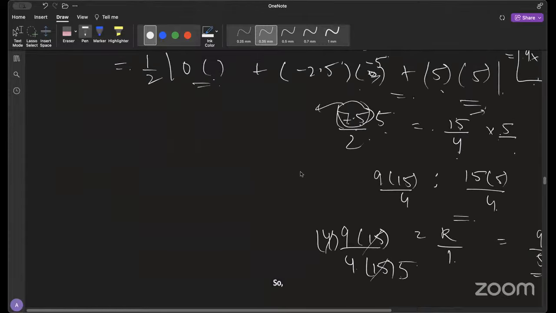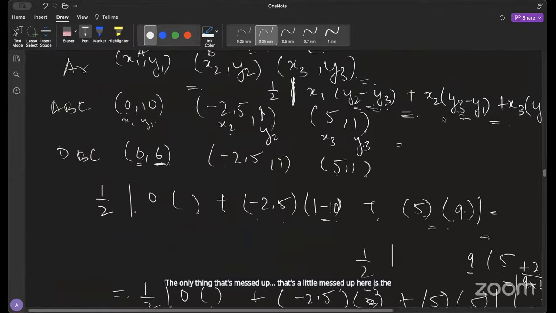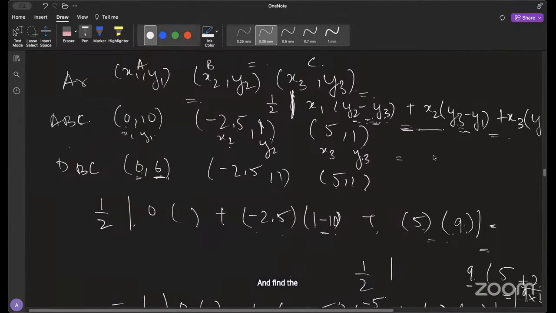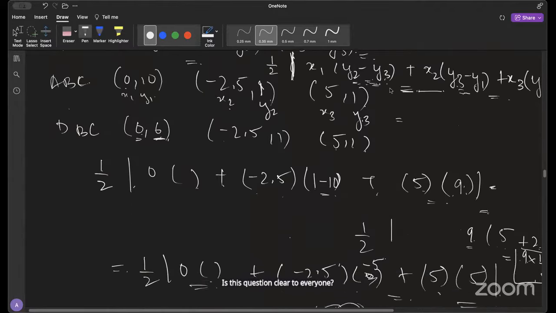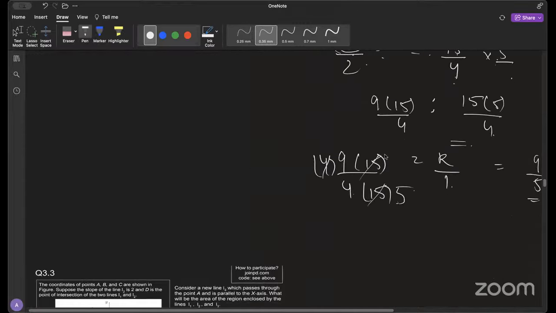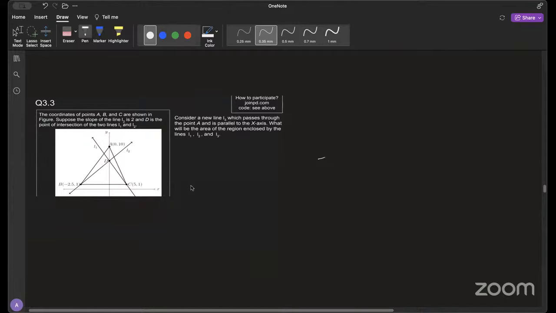So is this question clear? The only thing that's a little messed up here is the calculations. Otherwise, this is the direct formula. You just have to put the coordinates here and find the value. Is this question clear to everyone? Yes, ma'am. Okay. Then give this one a try. It's also the extension of the same question, because the value of D we can directly put from the previous one.